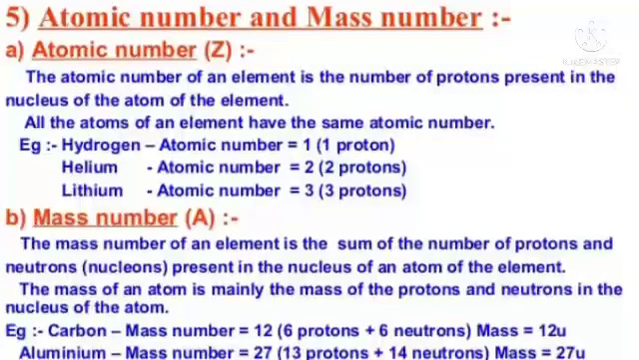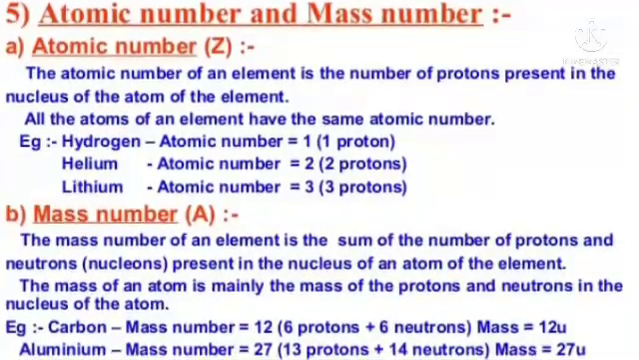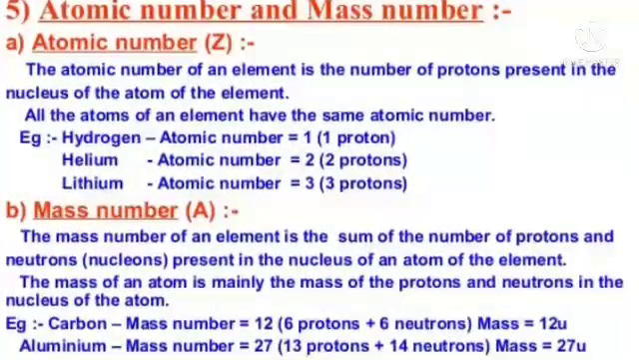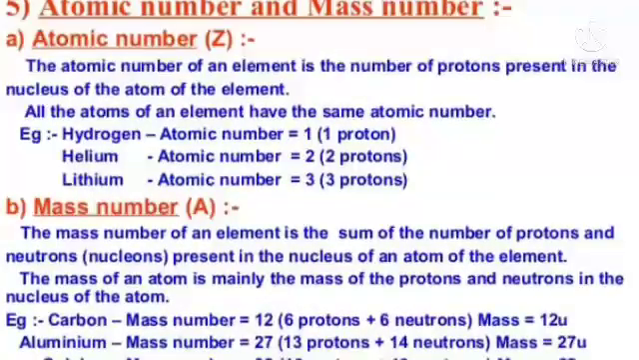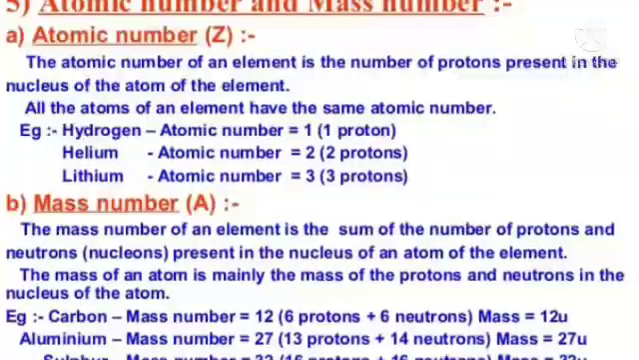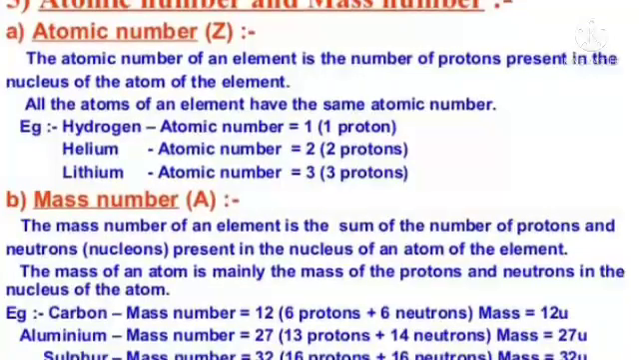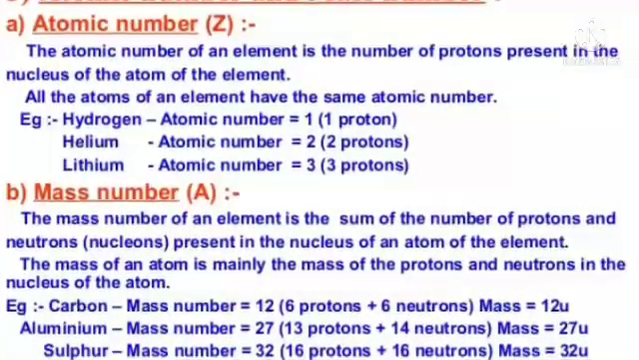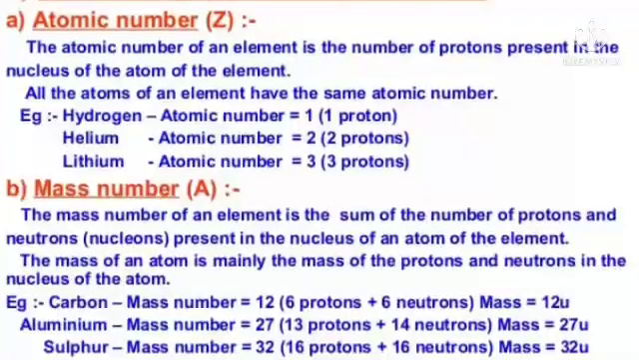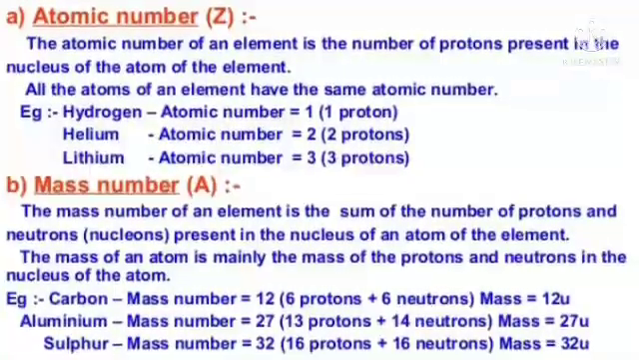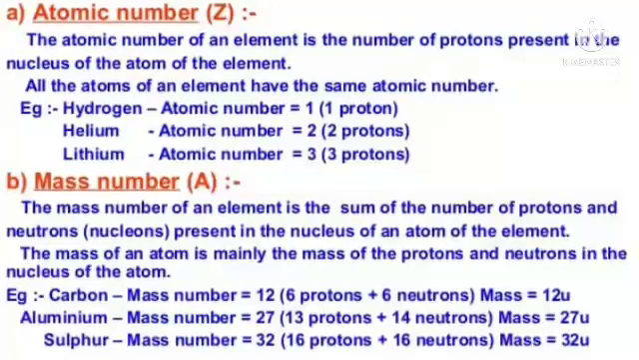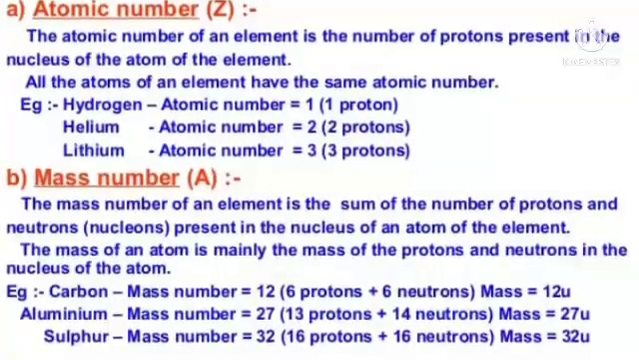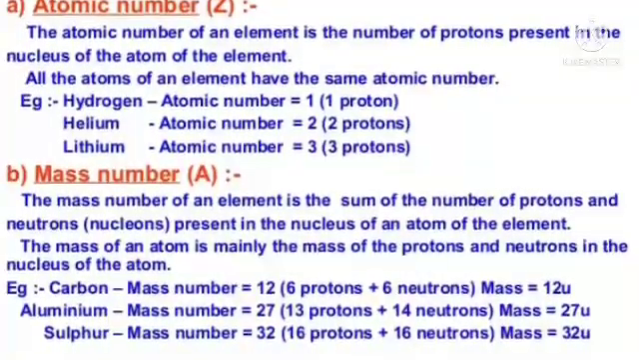Atomic number and mass number. Atomic number, denoted as Z. The atomic number of an element is the number of protons present in the nucleus of the atom of the element. All the atoms of an element have the same atomic number. Example: hydrogen atomic number is 1. Helium atomic number is 2. Lithium atomic number is 3.